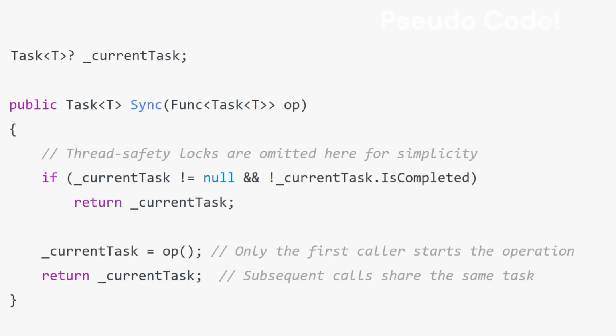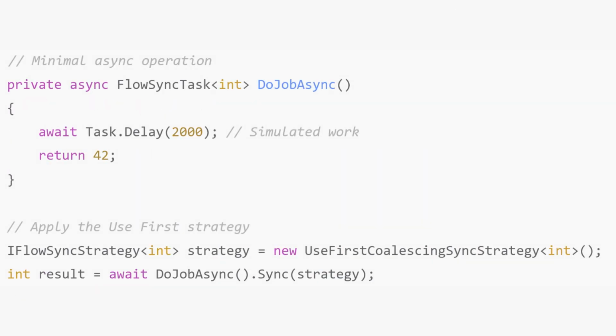Here's how the use first strategy works in pseudocode. We store the currently running task in the current task variable. If a task is already in progress, we simply return it. No new operation starts. If there's no running task, we start a new one and store it. All callers share the same task until it completes. Using the FlowSync library, you can achieve the same behavior with just a few lines of code by calling sync with use first coalescing sync strategy.